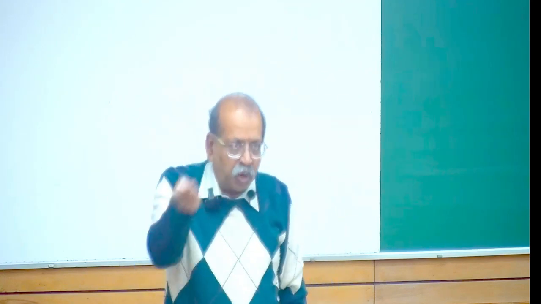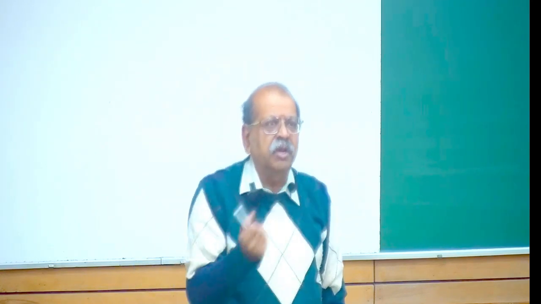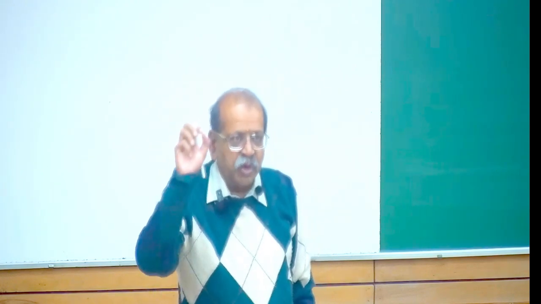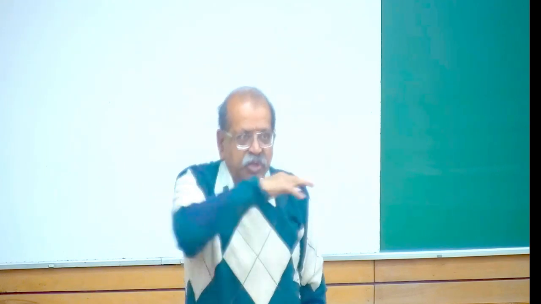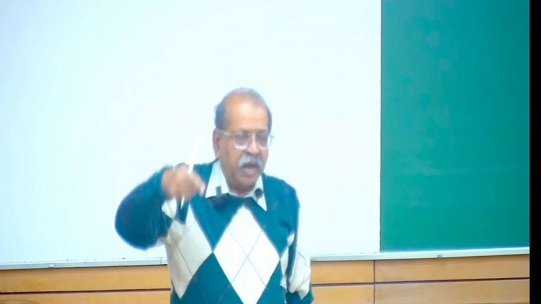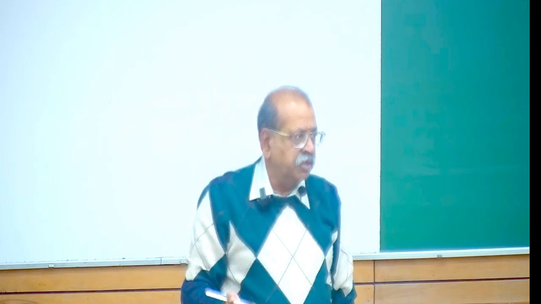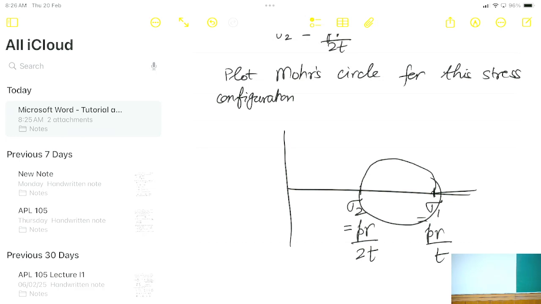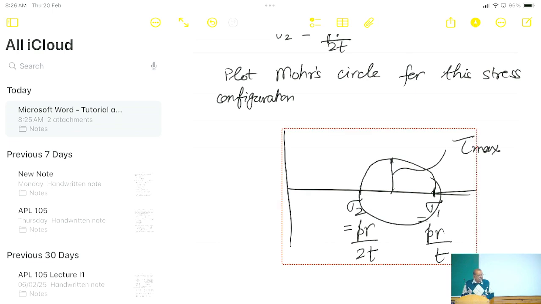So we plot the Mohr circle. Does everybody see how the Mohr circle is plotted? Taus are 0. So therefore we just look at sigma 1 and sigma 2. There are 2 points on the x-axis. And then we just draw a circle through these 2 points. So now, where is the maximum shear stress? This is the tau max.